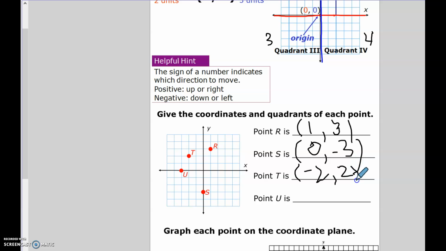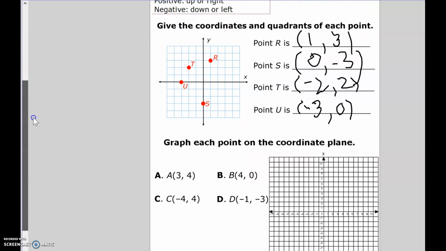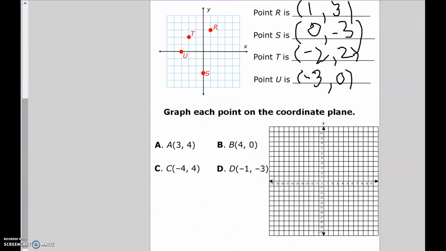All right, last one. You try to write down the coordinates of point U. Okay, point U is to the left, so that's negative 3. And I don't jump or drop, it's right on the line, so it'd be negative 3, 0. Okay, now what we're going to do is, given a point, graph it.